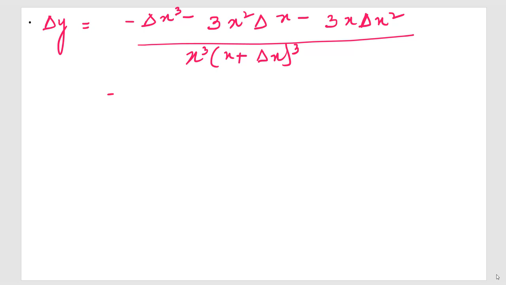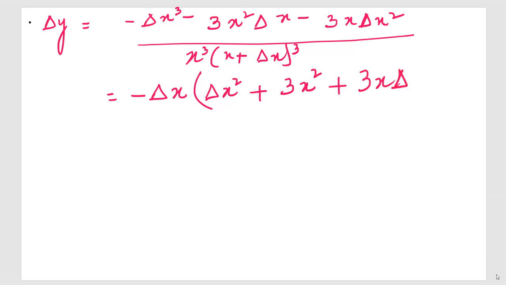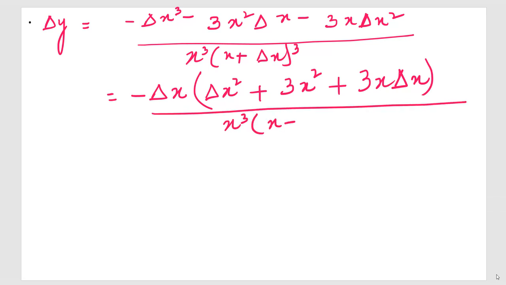Okay, now we can take delta x as common, because we have delta x here, delta x here, delta x here. We have a negative sign as well, so we can take that common too. So here we have delta x square left, because one delta x has been taken common. Since we took the negative sign common, all the signs will change. It will be 3x square plus 3x delta x minus delta x square, since only one delta x is left, divided by x cube into (x plus delta x) whole cube, right?